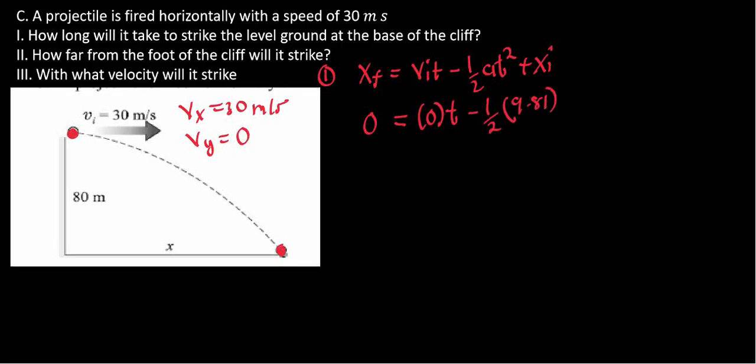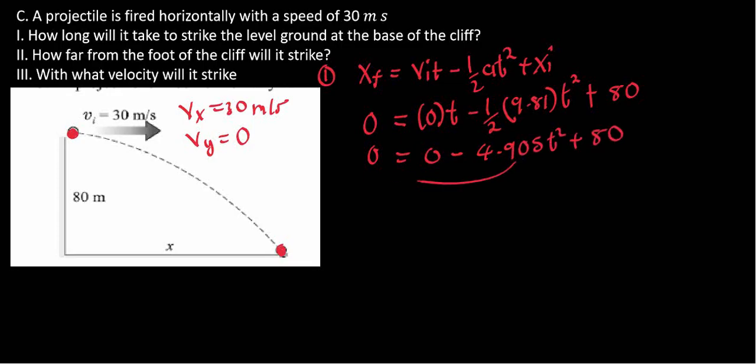That is the acceleration due to gravity, plus the initial displacement. What's the initial displacement? It is 8. So you have 0 equal to 0. When you divide that, that is 4.905, then 8. So I'll bring this side over: 4.905 t squared equals 8.